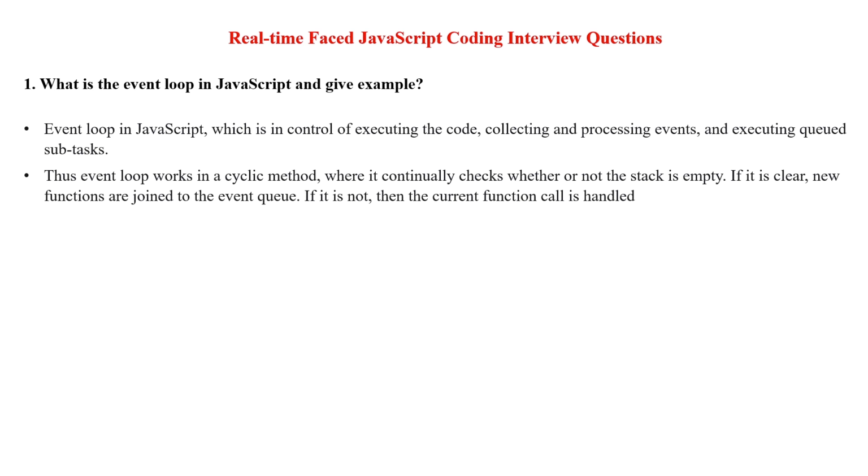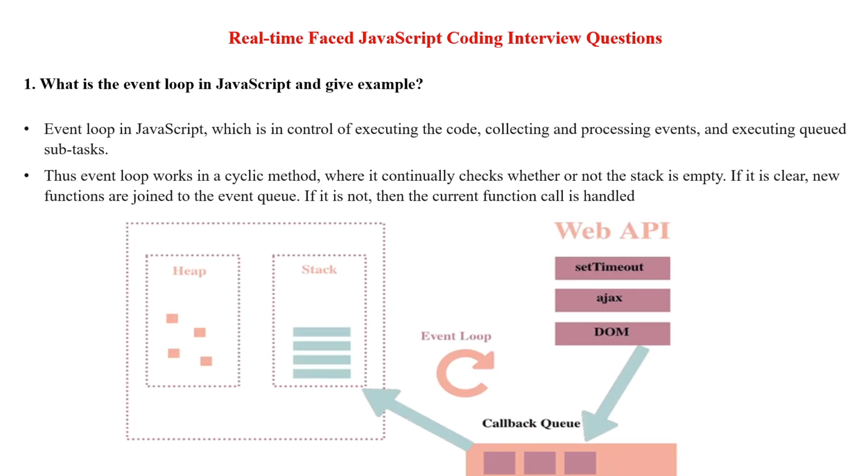Let's take a quick recap here. The event loop in JavaScript is in control of executing the code, collecting and processing events. These are collected in the callback queue, and it executes the queue of sub-tasks. It is a cyclic method that continuously checks whether or not the stack is empty. If it is clear, new functions are chained in from the queue. If not, the current function call is handled.